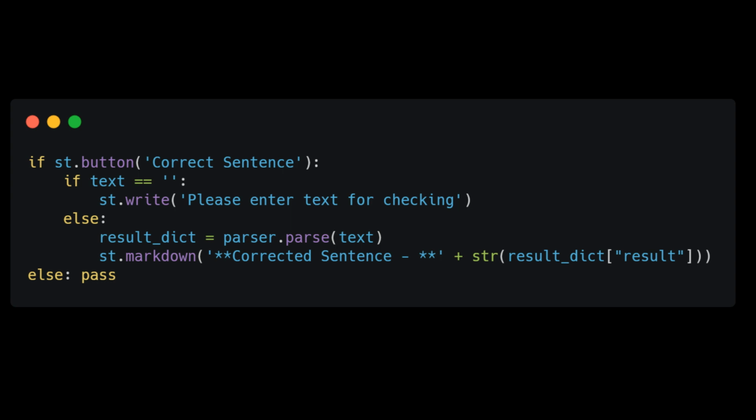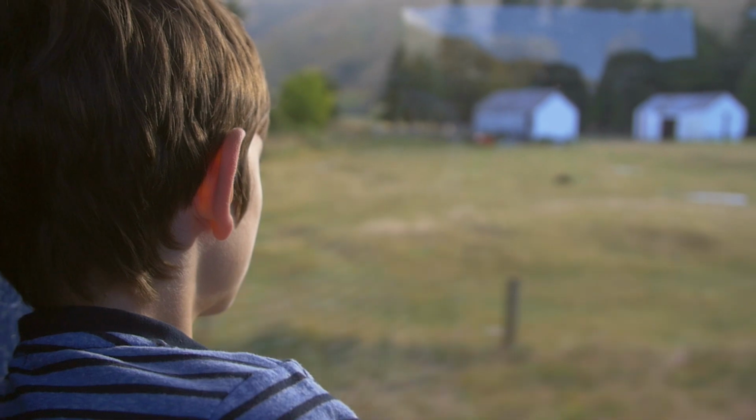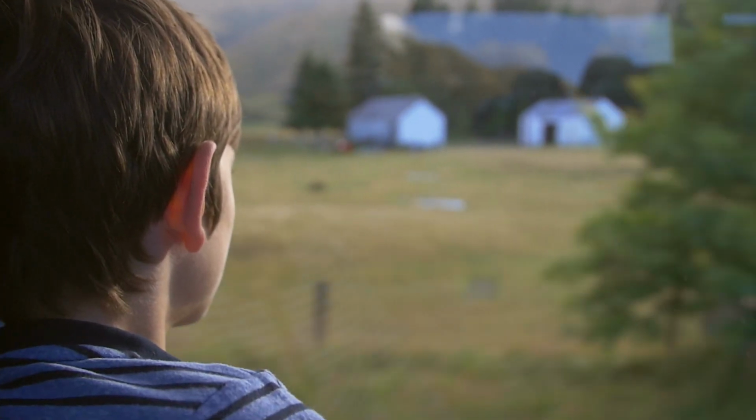The result that I get, again I traverse through the dictionary and catch hold of the result key, and the value that is stored in that particular key is outputted using the command st.markdown. So this is how simple the code was. In very few lines of code, I've basically created my own mini version of Grammarly.